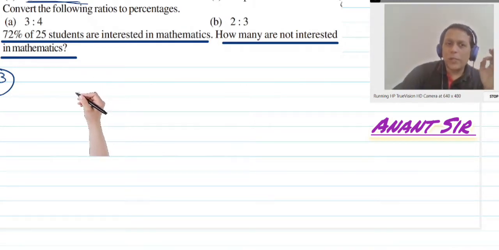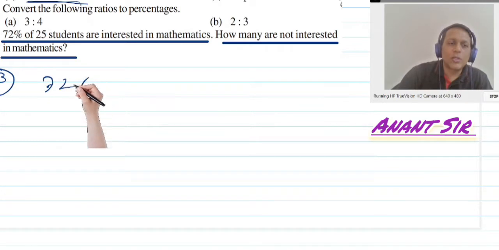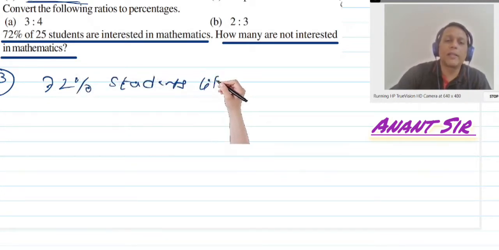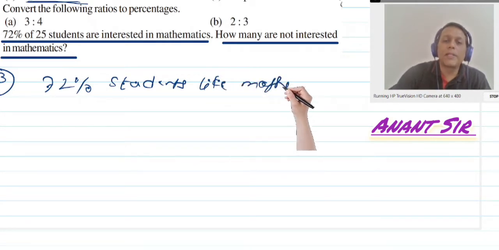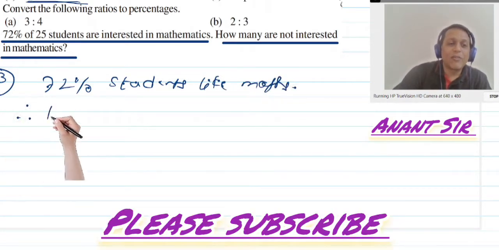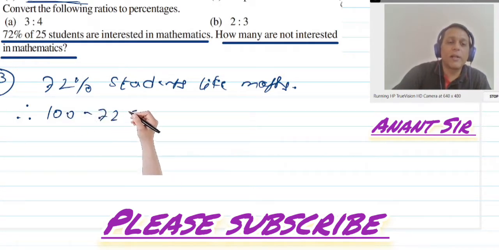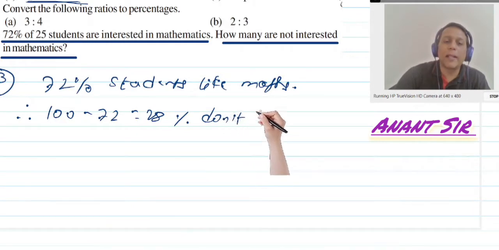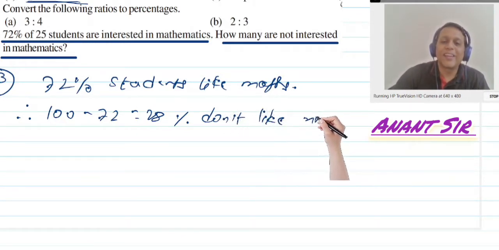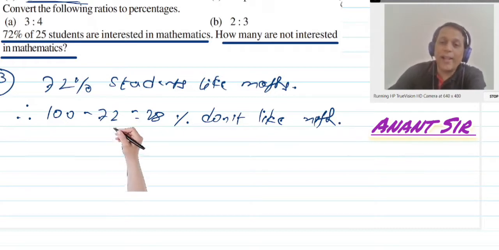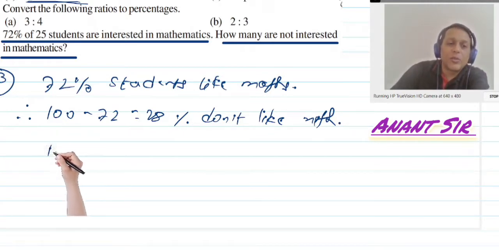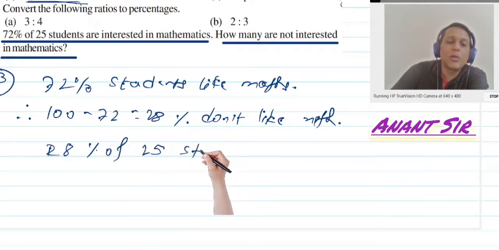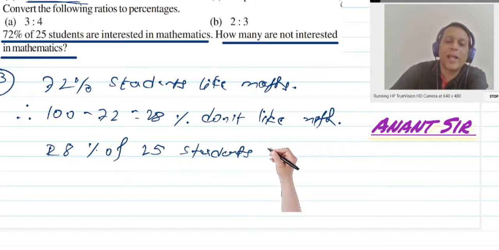We know that 72% of students like math. So tell me, how many percent don't like math? Therefore, 100 minus 72, that is 28% don't like math. Right? So if I want to find the number of people now, I know 28% of 25 students don't like math.